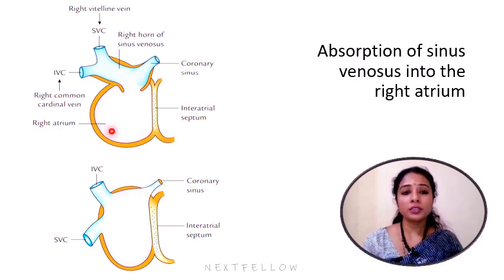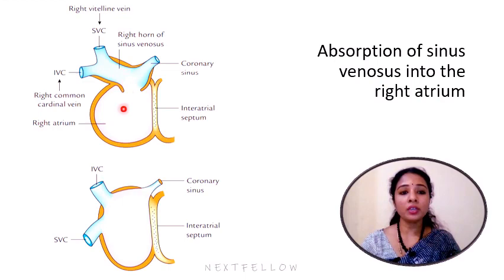So the sinus venosus gets absorbed into the right atrium, so that the superior vena cava, inferior vena cava and coronary sinus, which is the regressed part of the left horn, now open into the right atrium. With the absorption of sinus venosus into the right atrium, the right and left venous valves separate from each other.